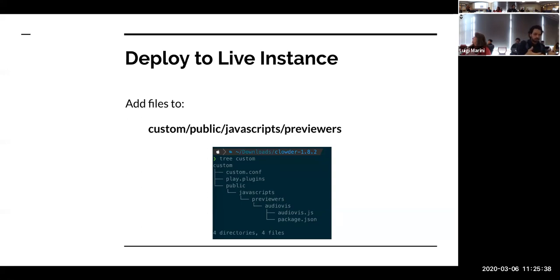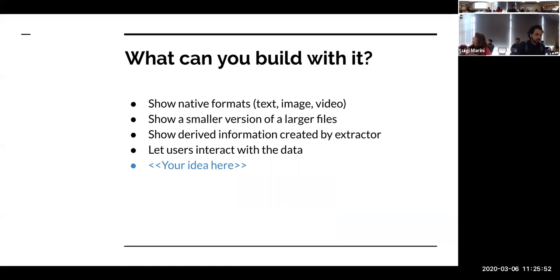So for example, here I was playing around with an audio visualization one, and you just put it there, you refresh the page, and if it matches all the requirements out of the package.json, then it will show up within the UI. So that's it. That's what previewers in Clowder can do and how we use them.